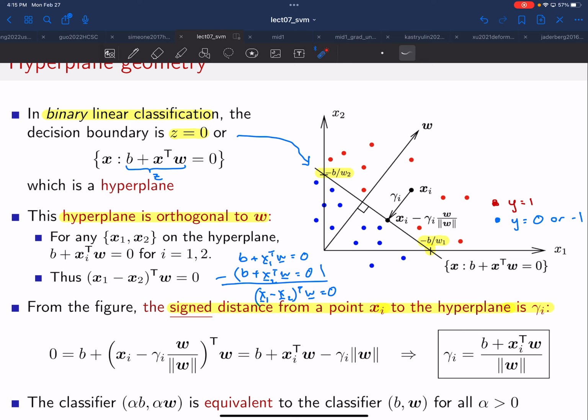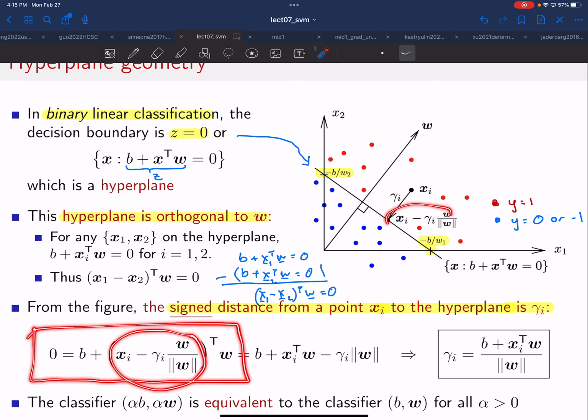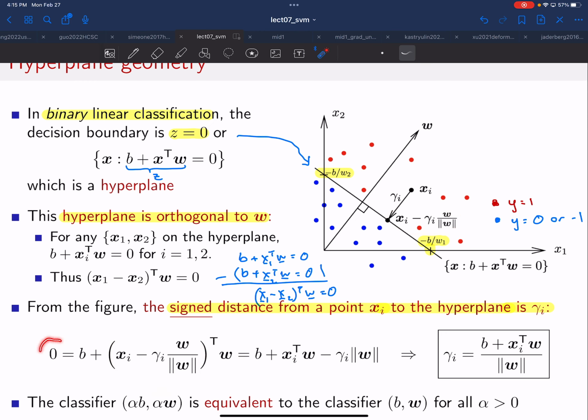Okay, so to figure that out, all I need to do is plug in the point after we've moved, xi minus gamma i times w over its norm. I just plug that in for this x here, and then I solve for 0. So that's what we have down here. We plugged in the point on the boundary. Because it's on the boundary, that equation must give us 0. And other than that, we just have to do a little rearranging.